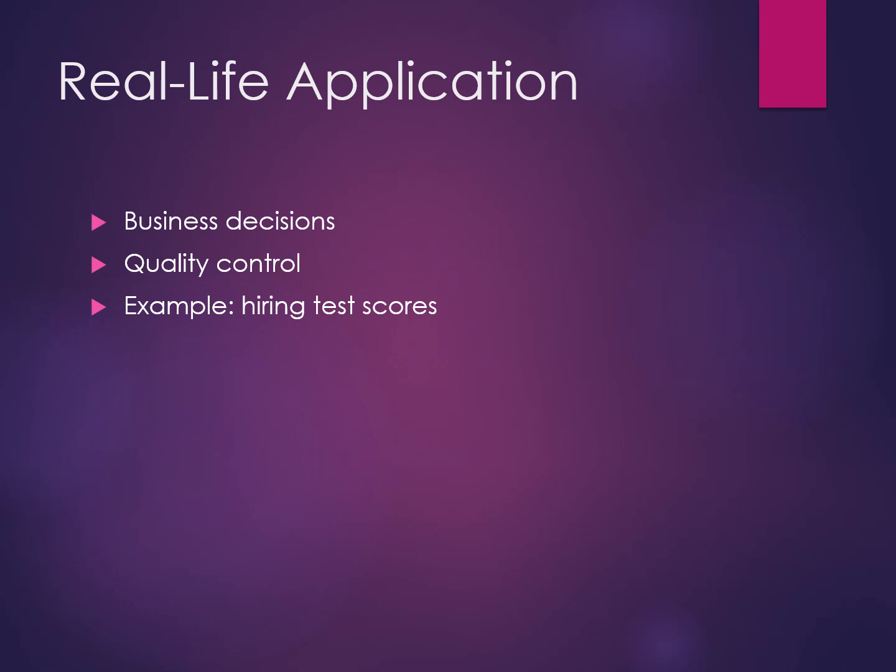Real life applications: business decisions, quality control, for example hiring based on test scores. The normal distribution is used in many real life situations, as I said in the fifth lecture or the last one, I can't remember. It is used in education, business, and quality control. For example, companies use test results to choose workers. Schools use exams to evaluate students. Because of this, the normal distribution is very important in statistics.